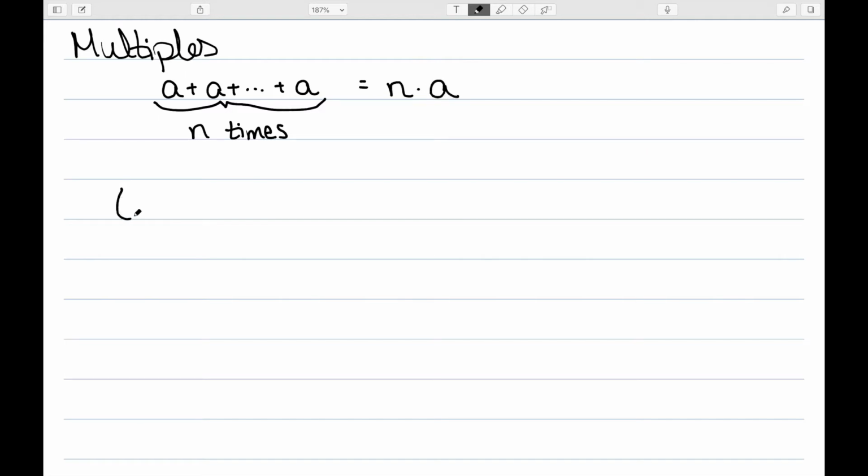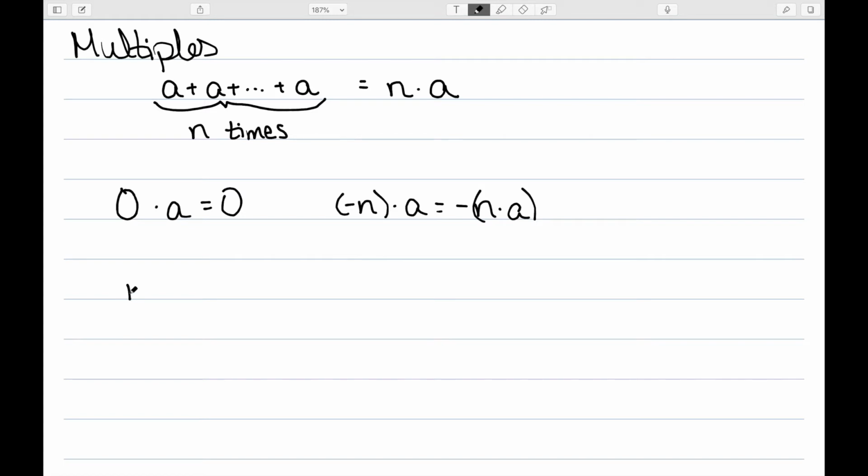Let's look at defining multiples in an integral domain. Let's suppose I have some element a that I want to add repeatedly, a plus a plus a plus a, etc., and I want to add it n times. I'm going to denote this as n times a. We also will define 0 times a to be equal to 0, and negative n times a to be equal to negative (n times a) for all positive integers n.